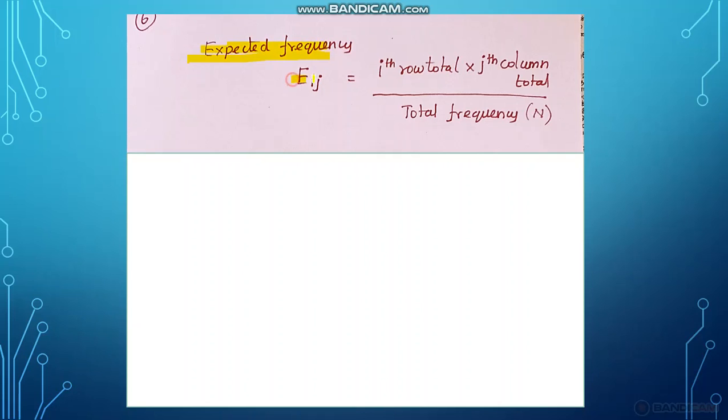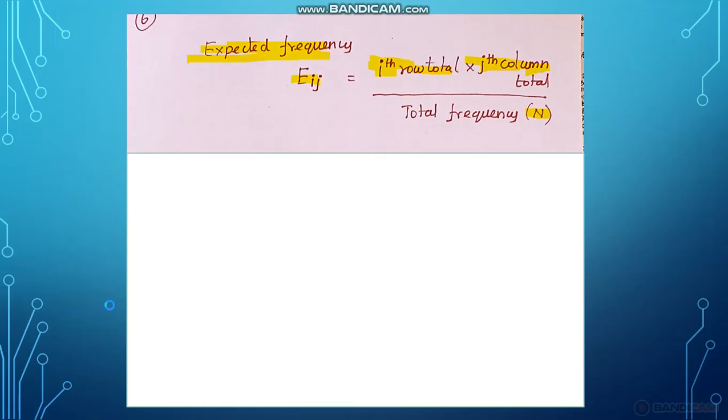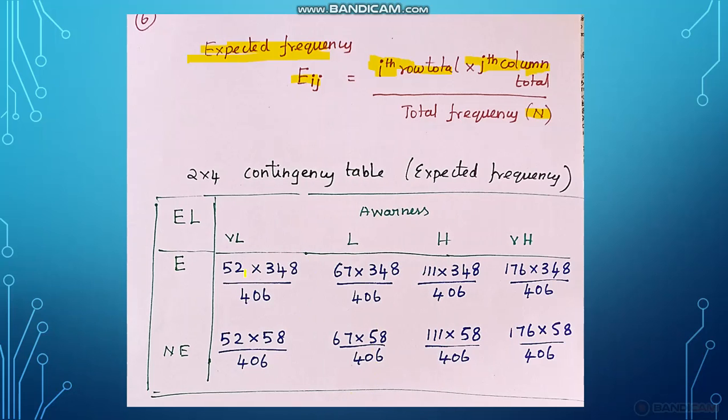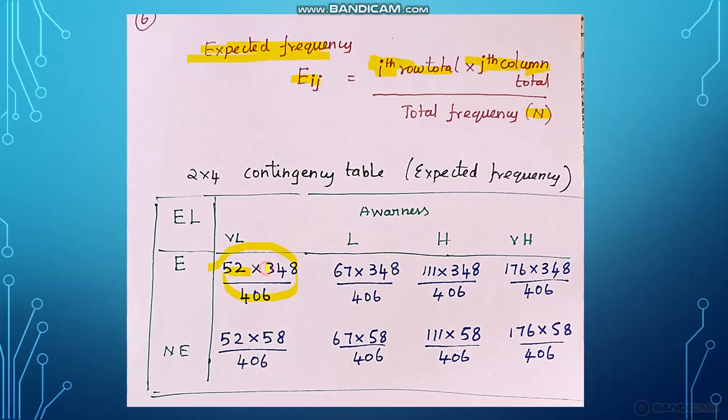The formula is Eij. Eij is equal to the ith row total into the jth column total, divided by the total frequency. See how to find it. We want to find E11, so this one is E11. E11 means the first row total. The first row total is 348, and 348 is multiplied by the first column total.